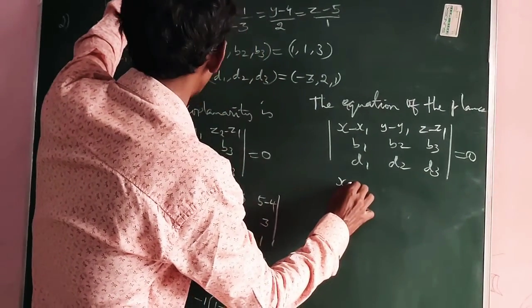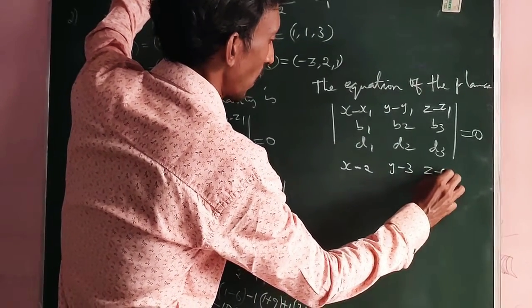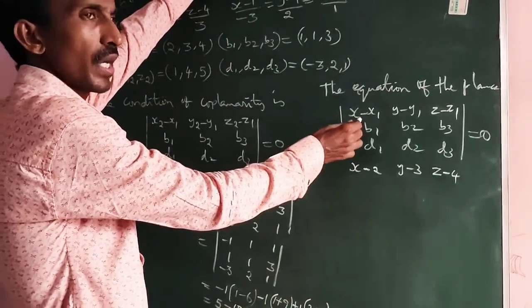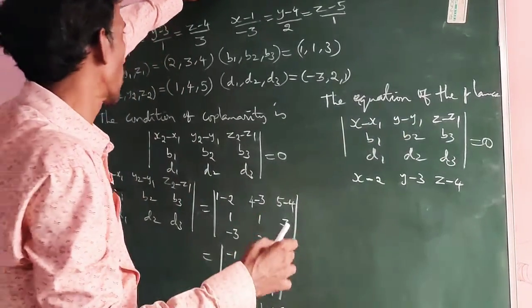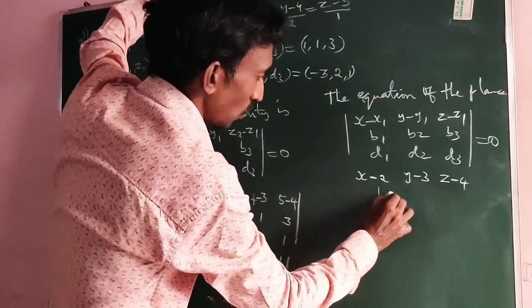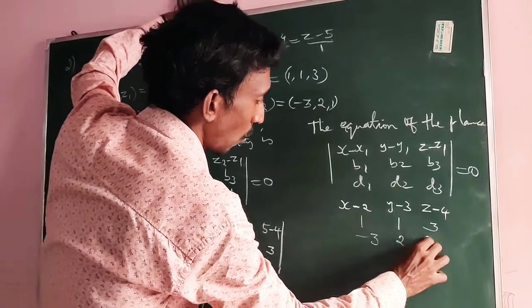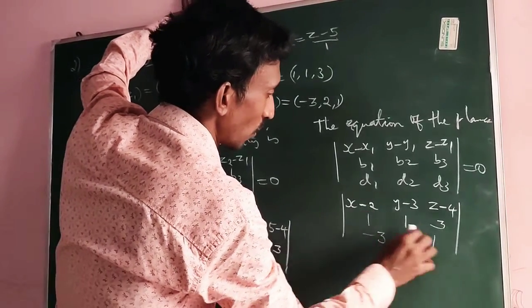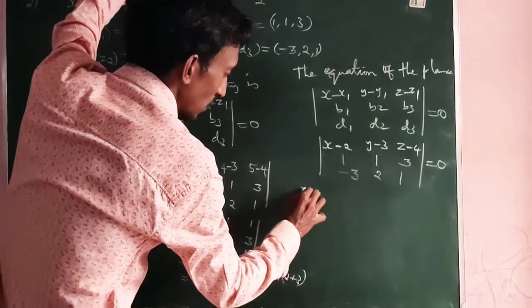So x minus 2, y minus 3, z minus 4. Or if you want, you can write x minus x2, y minus y2, z minus z2. That is also correct. Okay. And 1, 1, 3, minus 3, 2, 1, which is equal to 0. So expand with respect to the first row.